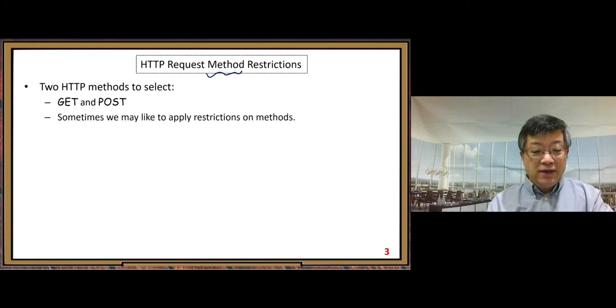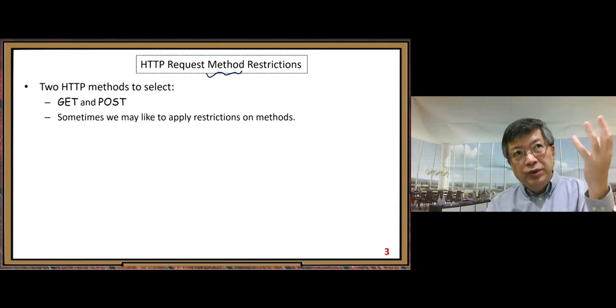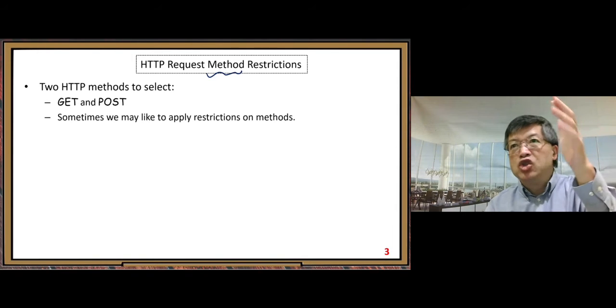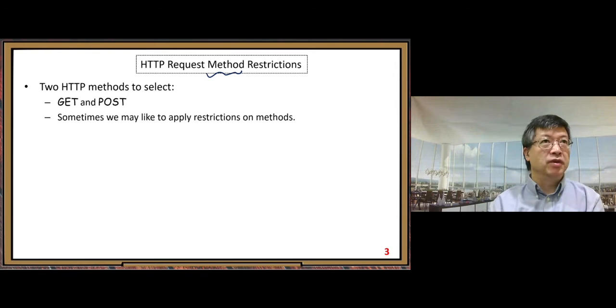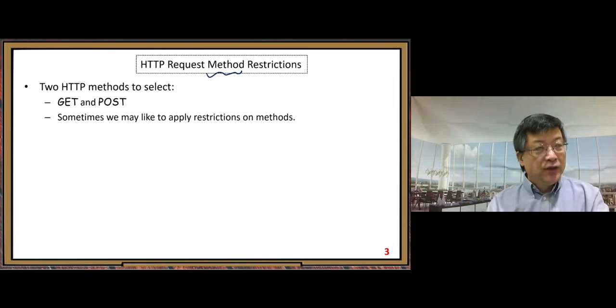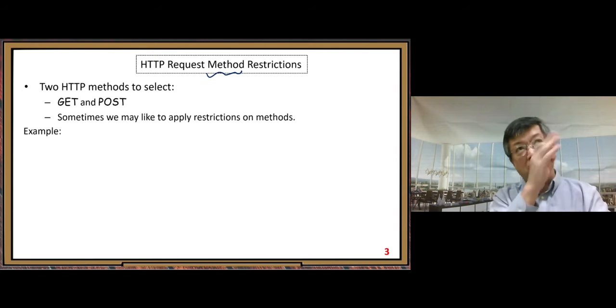Sometimes we may like to apply restrictions on methods. Remember, doGet and doPost have different properties. So sometimes we want to do data communication using different HTTP methods, and we need to select from those two methods. How do we select in the request mapping annotation? Look at examples.